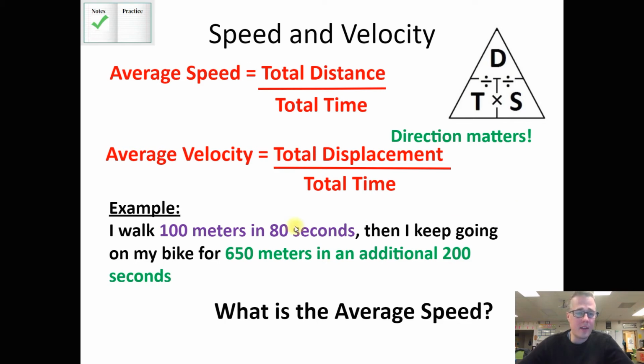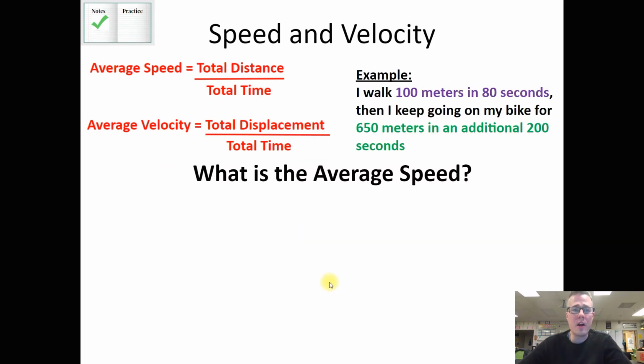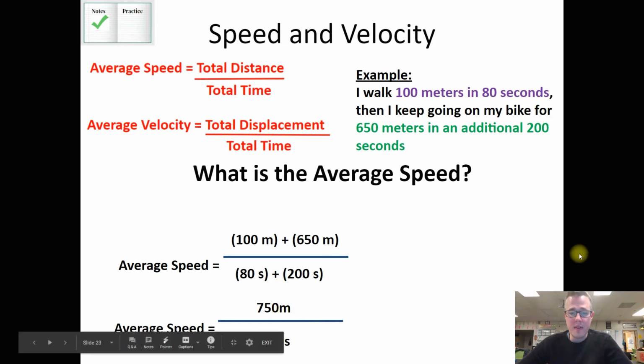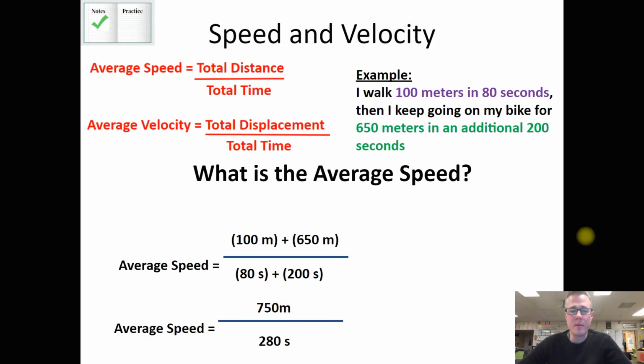So let me give you an example. Let's say I walk 100 meters and it takes me 80 seconds. Then I keep going on my bike for 650 meters for an additional 200 seconds. We're going to find the average speed for this. So our equations are on the left. There's a question again. My average speed would work out like this. I would take my 100 meters from the first part where I walked, and I would add it to the 650 meters where I rode my bike to get my total distance. Same thing for my total time. I'd take the 80 and the 200 and add them together. Once I've done that, I get 750 over 280. All I do is throw it in my calculator and I find out that my average speed for this trip was 2.68 meters per second.